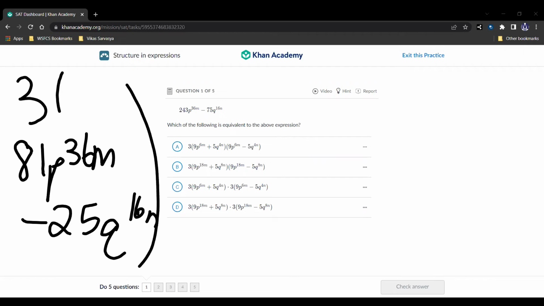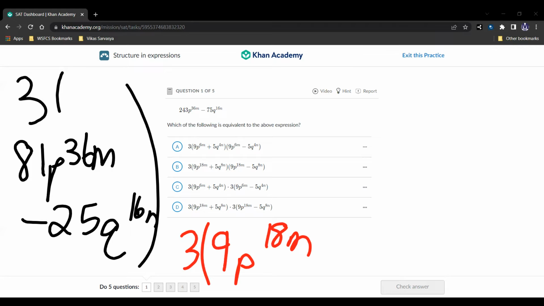And if you've seen this before, this is the difference of squares. So we're going to take the square root of both of these, and we get, what do we get? We get 9p to the 18m. Remember, our exponent rule says that we just divide it in half because we're raising it to the 1/2 power. So square root is raising it to the 1/2 power, so we're just dividing by 2, not squaring the 36 itself. That's all we're doing.